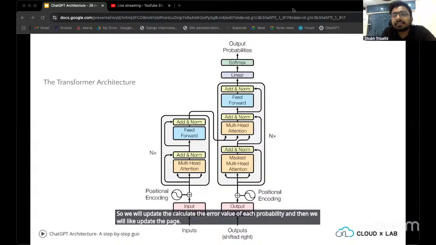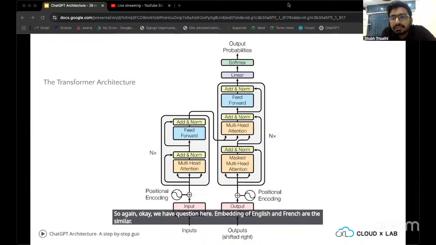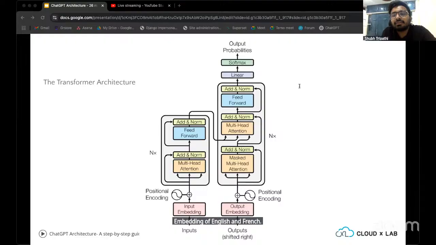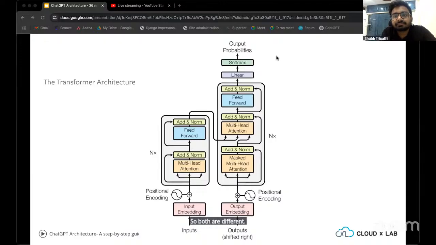Okay, we have a question here. Are the embeddings of English and French similar? No, they are not similar. That's why there are two embeddings: one is the input embedding and one is the output embedding. So both are different. Any more questions before we proceed further?